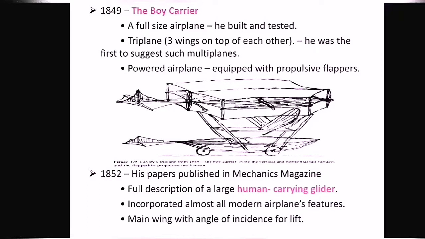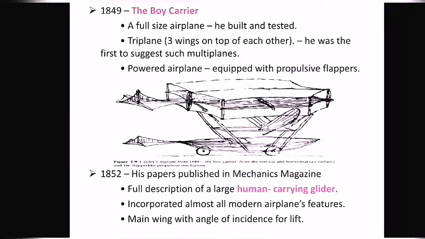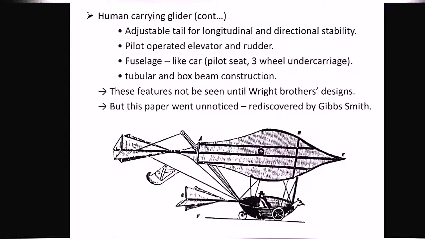And then after the triple paper, another paper of his was published in Mechanics Magazine in 1852. In this paper, he gave the full description of a large human carrying glider with all modern airplane features: adjustable tail for longitudinal and directional stability, pilot operator, elevator, rudder, fuselage, tubular and box beam construction. These are all features of this particular human carrying glider.